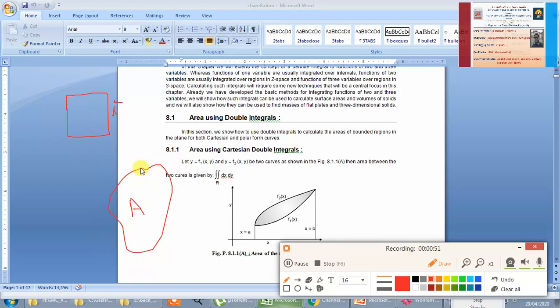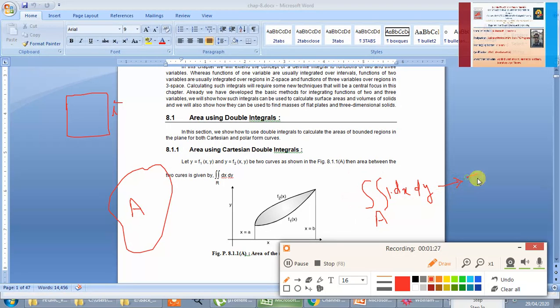But what if we have a non-standard region? If it is a non-standard region, we can find the area with the help of the double integration concept. If you want the area of this region A, then you integrate 1 dx dy over the region A. If you can find the limits pertaining to this region, the problem is solved.